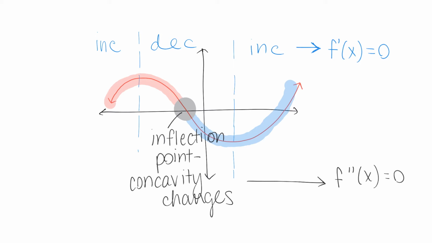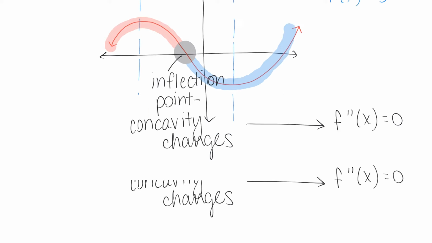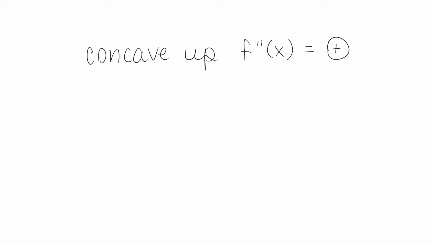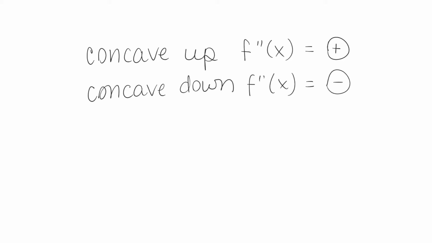All right? So all of a sudden our second derivative has a lot of value. It's going to tell us about concavity. The other piece of this puzzle is that concave up exists, let me write this down, when your second derivative is positive, and concave down, as you might have guessed, exists when your second derivative has a negative value.